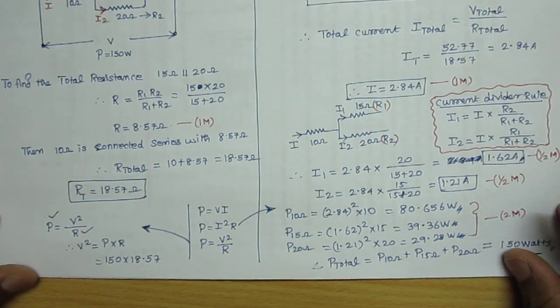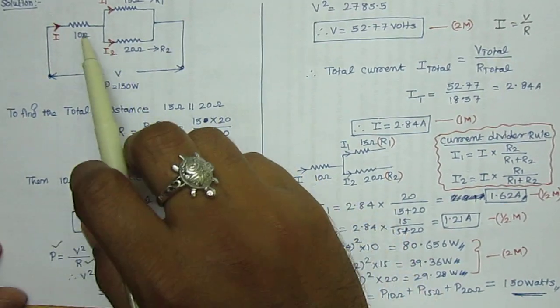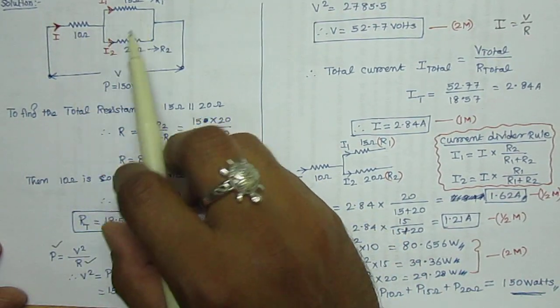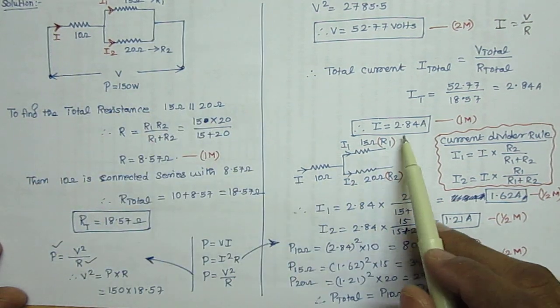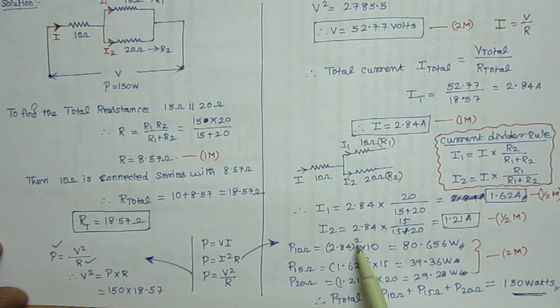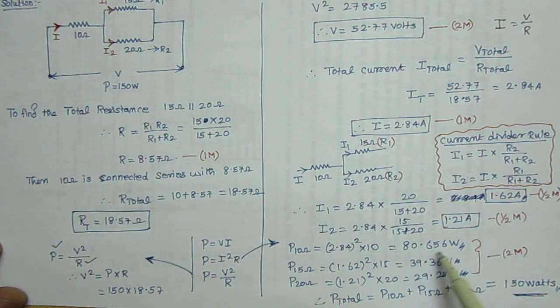Now ultimately we have to find the power in all resistors. So power in all resistors means P is equal to I square R, because according to the circuit diagram, we have found the current in all branches and the resistance is also given. So P is equal to I square R means the power across the 10 ohm resistor: the total current is 2.84, so 2.84 square into resistor value 10. If you substitute, we'll get 80.656 watt.